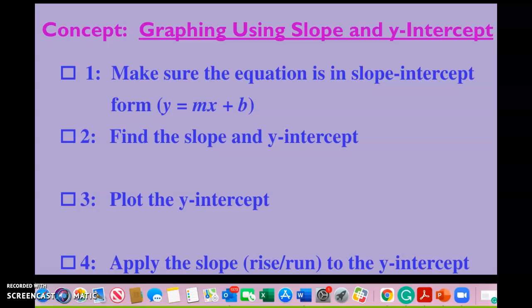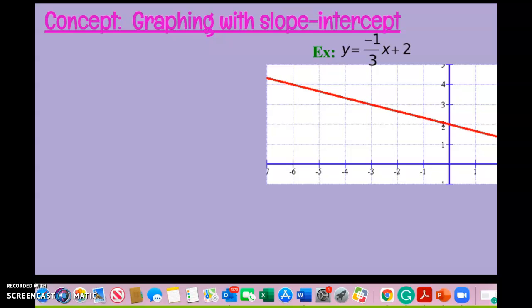Graphing using slope and y-intercept form. Okay, now we're going to cover how to graph the equation on a grid. Make sure the equation is in slope-intercept form, meaning y has to be by itself on the left side, and it has to be equal to mx plus b. Find the slope and the y-intercept, and then you plot the y-intercept. Apply the slope, rise over run, to the y-intercept to get your second point, and then you draw a line connecting both points. Okay, here we have an example.